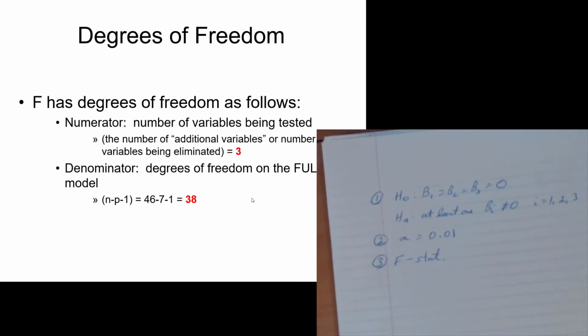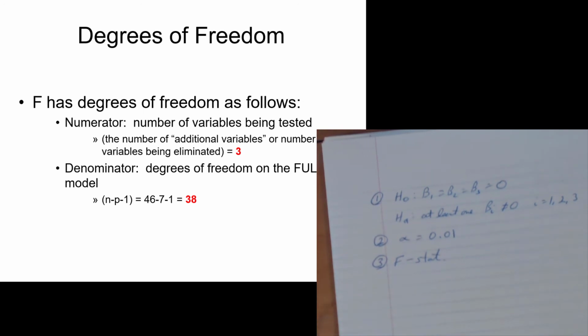The denominator degrees of freedom are the denominator degrees of freedom for the full model, based off the full model. Okay, so n minus p minus 1. p is the number of predictors, number of slopes in the full model. Okay, so n minus p minus 1, 38. And you can typically find that on the output.